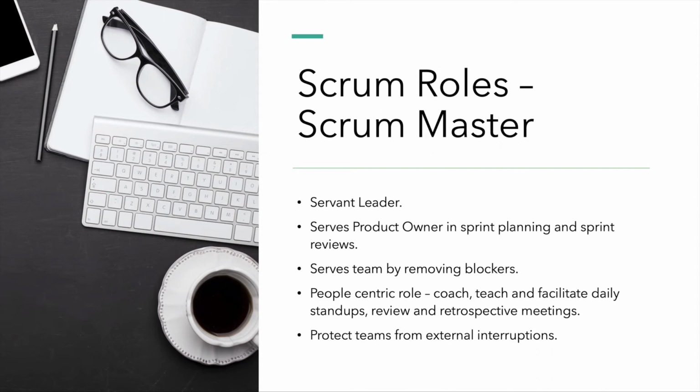The next role is Scrum Master. Scrum Master is neither a servant nor a leader, but a servant leader. So this role mainly serves the product owner in planning the sprint as well as the sprint review meetings. The Scrum Master plays a very important role on a daily basis. The Scrum Master has to look at any blockers that the team has and has to remove the obstacles so that the team can smoothly complete the tasks that are assigned to them.